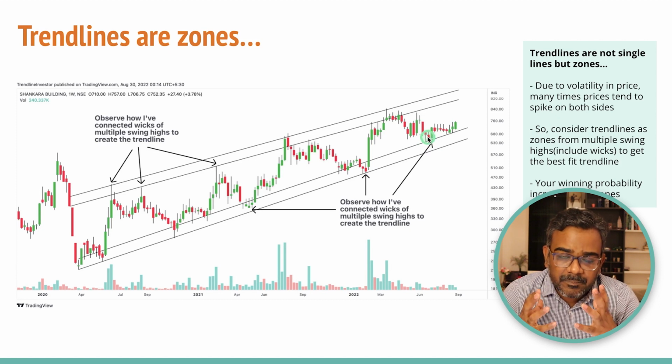So that's the second rule. Now again, same thing needs to be done here as well. Now if you see, I connected this point and that point there, so I connected the top wicks, and I connected even this wick over here, right? So that's how you need to draw trend lines.